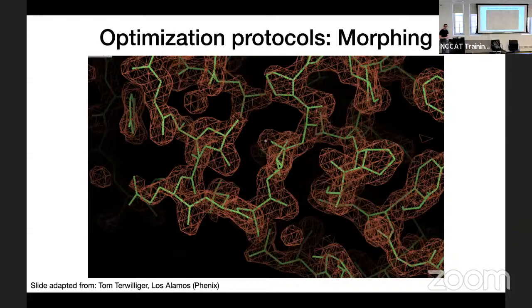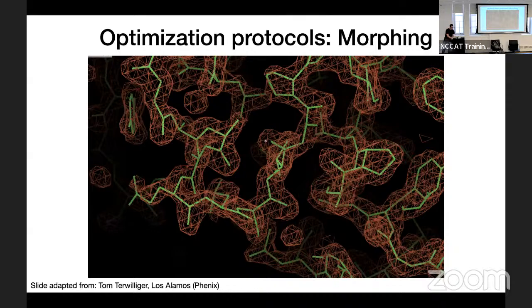The morphing is applied for a region of the model? Yes, yeah, just for a region. Did you have a question back there as well? I was going to say, after you do morphing, do you have to go back to rigid body refinement or one of the smaller gradient minimizations?